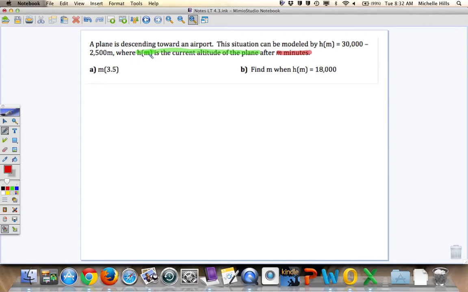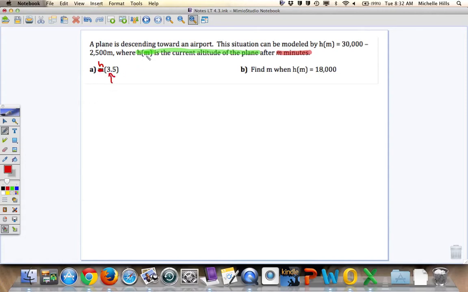They're either going to give me the altitude and ask me how many minutes it would take to hit that altitude, or they're going to give me the number of minutes that the plane has been descending and ask me what its current altitude is. I just have to look and see what they gave me. And notice this actually should be an H instead of an M. That's a typo. So, H of 3.5.